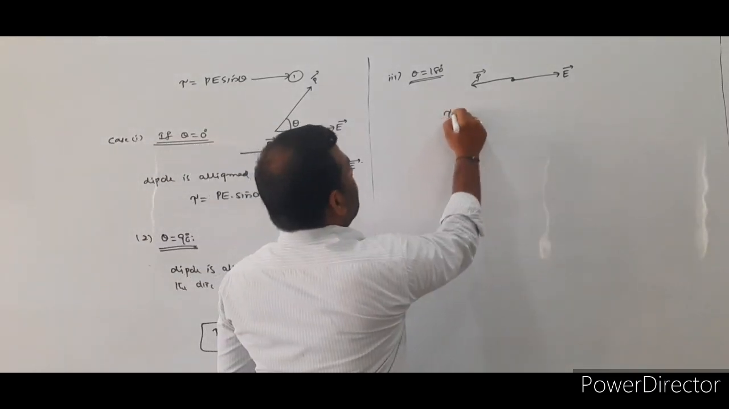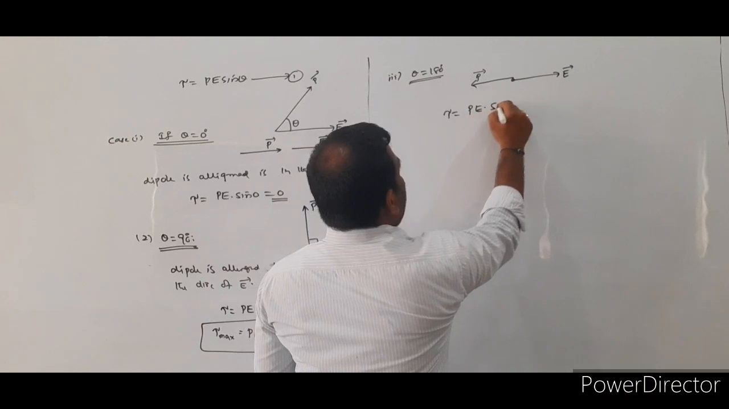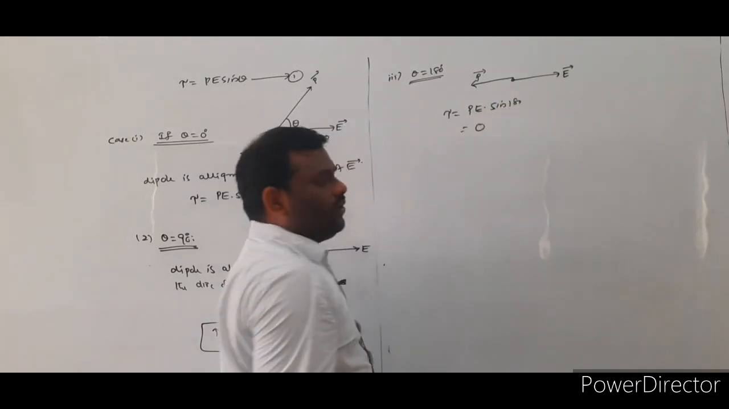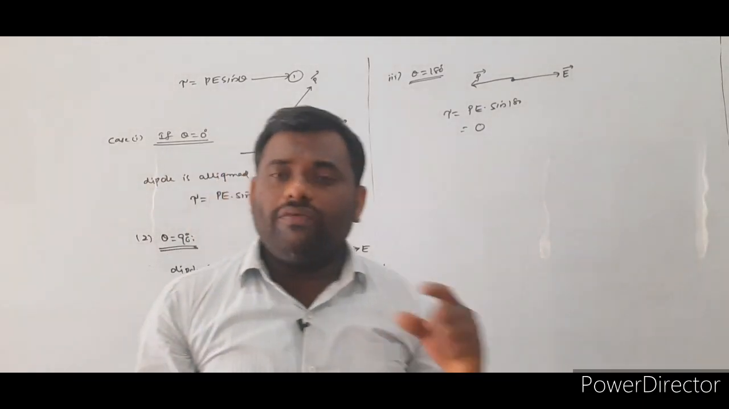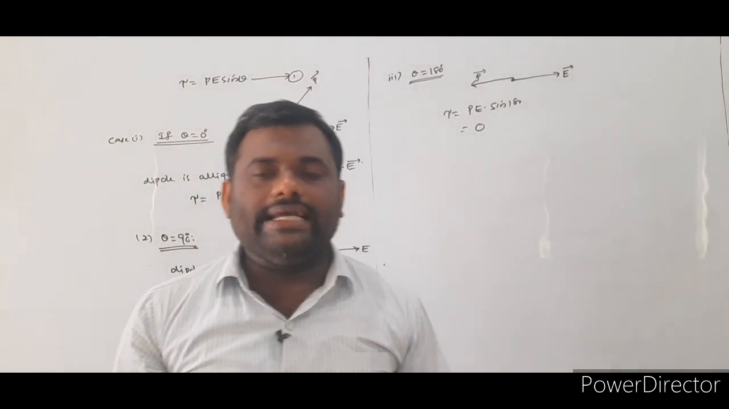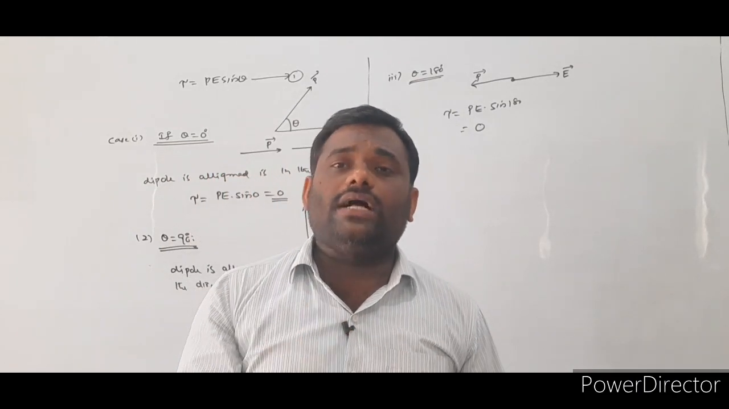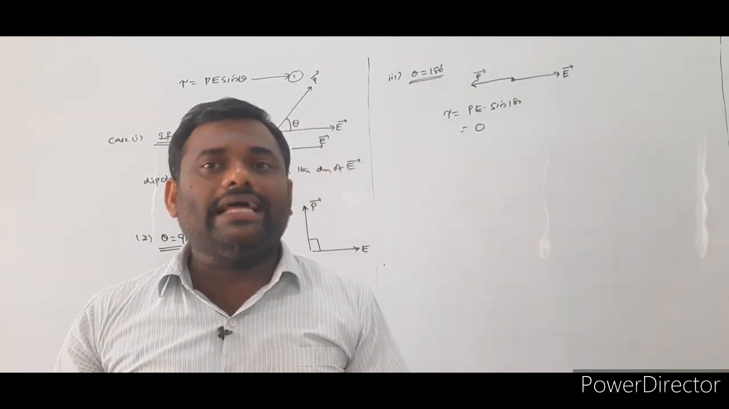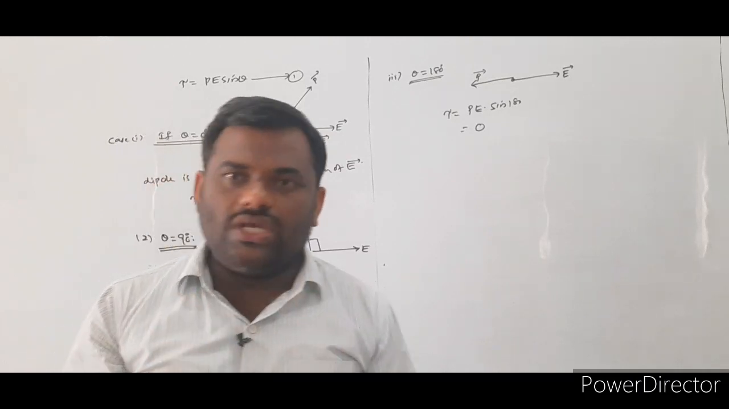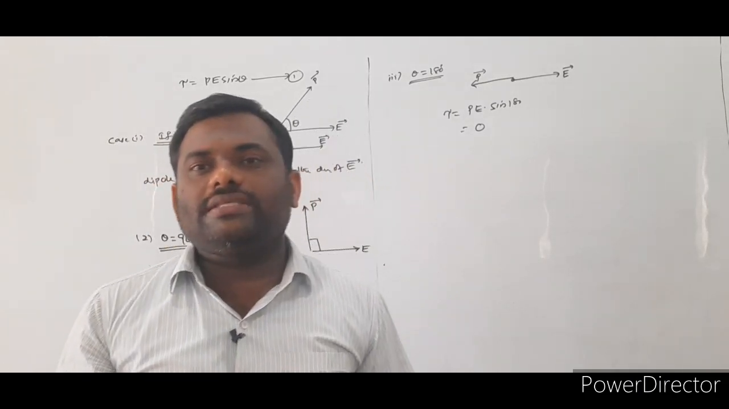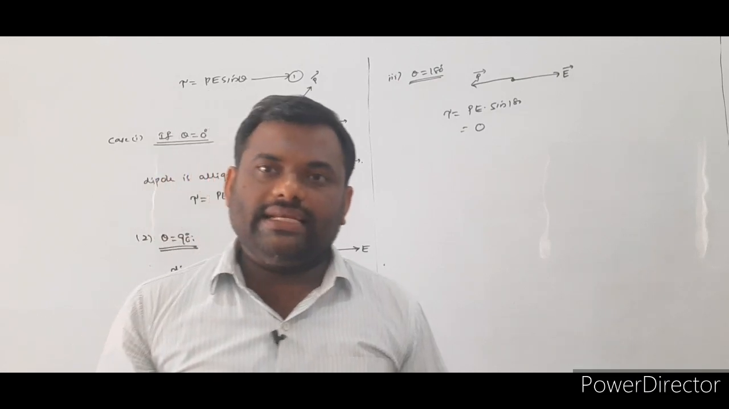Directly we will write tau is equal to PE into sine 180. Sine 180 is equal to 0. So in this case also, whenever the given dipole is aligned anti-parallel to the given electric field intensity, the torque experienced by the given dipole is equal to 0. These are the special cases of the dipole which is placed in the uniform electric field.